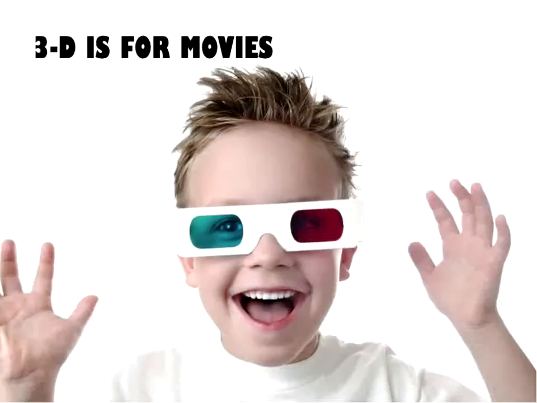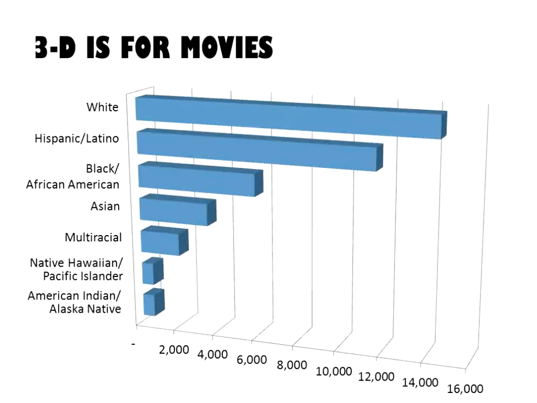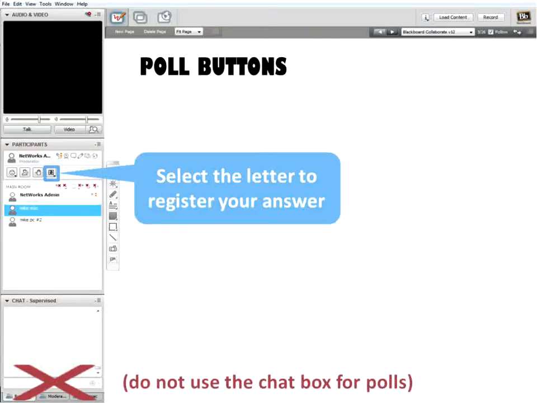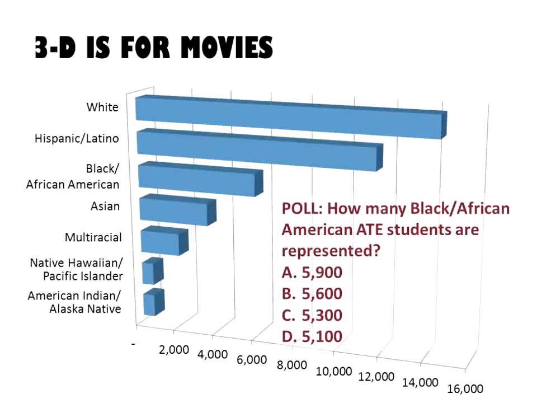Okay, so next we're going to talk about 3D. It's for the movies, not charts. Here's that same chart that I showed you before we started messing with the color and condensing the groups. The same information. And we're going to do another poll. So get your poll buttons ready. You remember where they are now.